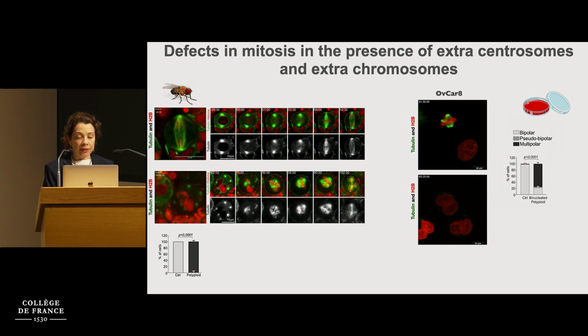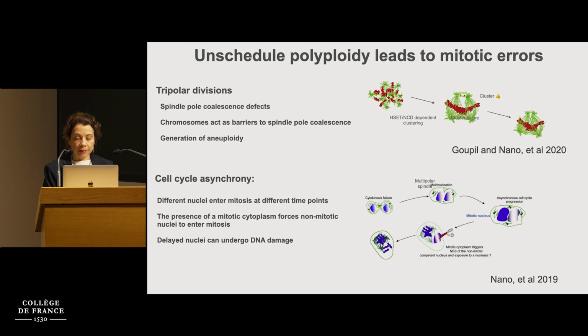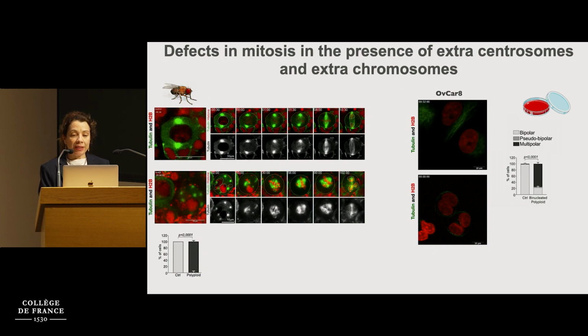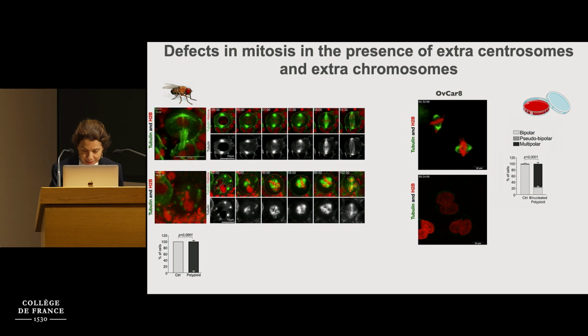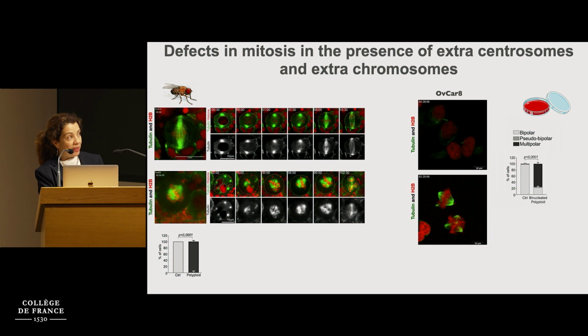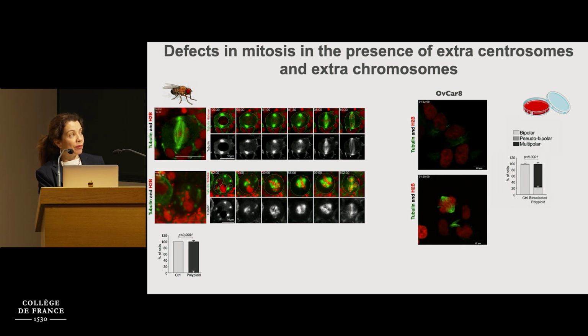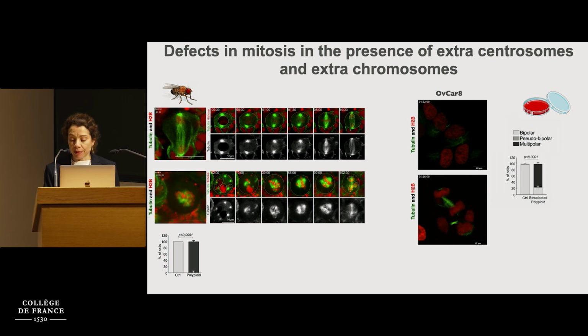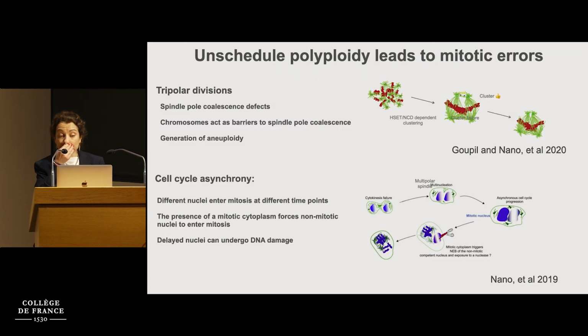If we induce cytokinesis failure in these cells, we can see, the movie is not playing now. Thank you. We can see that now we see exactly the same as in Drosophila. The cells will divide in a large majority in a multipolar manner. So with this, we learn that mitosis, when you have extra chromosomes and you're not meant to have so many chromosomes, will be problematic.